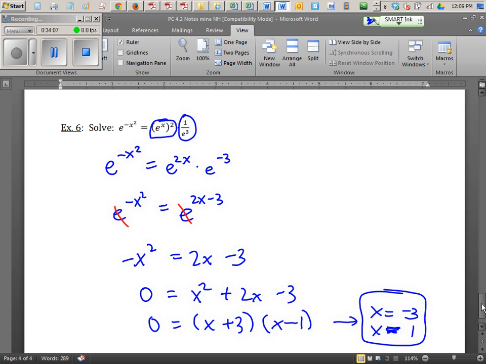You can also kind of cheat on these too. You can actually graph y1 equals e to the minus x squared, and it looks like this, like that. And then you can graph y2 equals e to the 2x minus 3, which is going to look something like this. And then they cross. You can see where they cross using your intersect button. They cross at -3 and 1. Okay, that's the answers we got here. What is the intersection point? This is a very educational thing to do, but it doesn't substitute for doing the work. It's actually not that much faster.